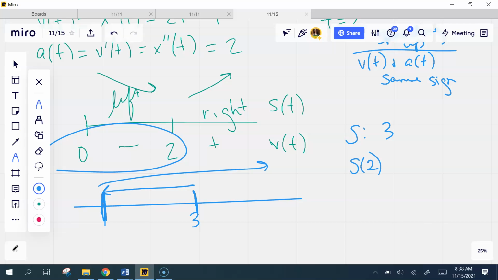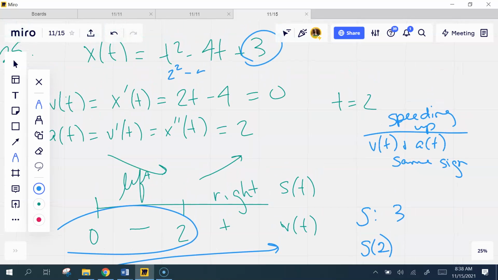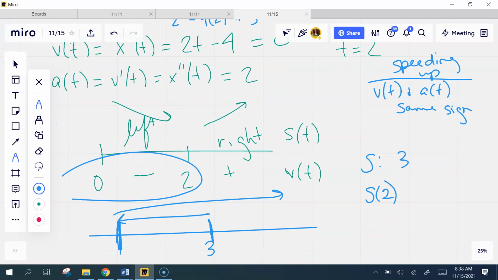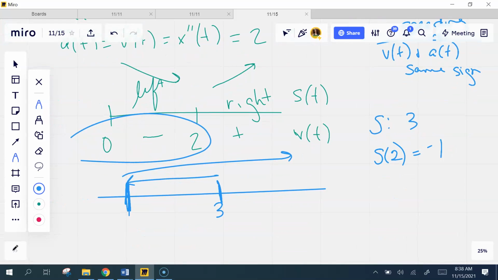So s of 2: 2 squared minus 4 times 2 plus 3. 4 minus 8 would be negative 4, plus 3 is negative 1. So that means I started at 3, I moved all the way back to negative 1, right? And then if I wanted to see where I ended up, I'd need an ending time. If I wanted to know after 5 seconds or however many seconds, I know I moved right. But just so you pull it all together, you realize what it is we're looking at. Y'all okay? Because at 2 seconds, that's where it changed direction. It stopped moving left and started moving right.